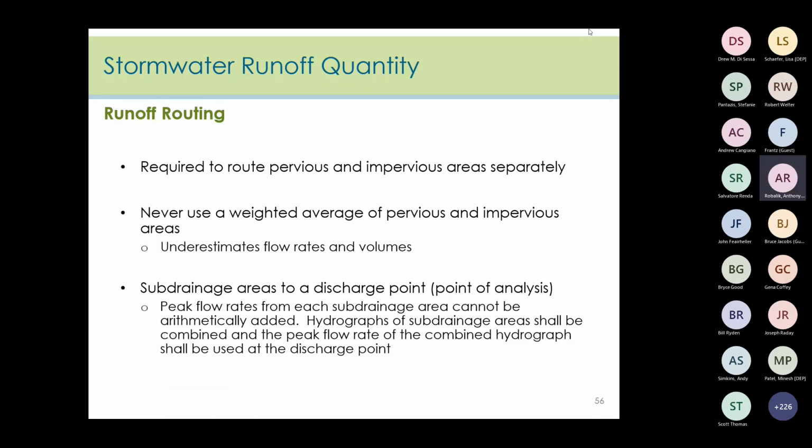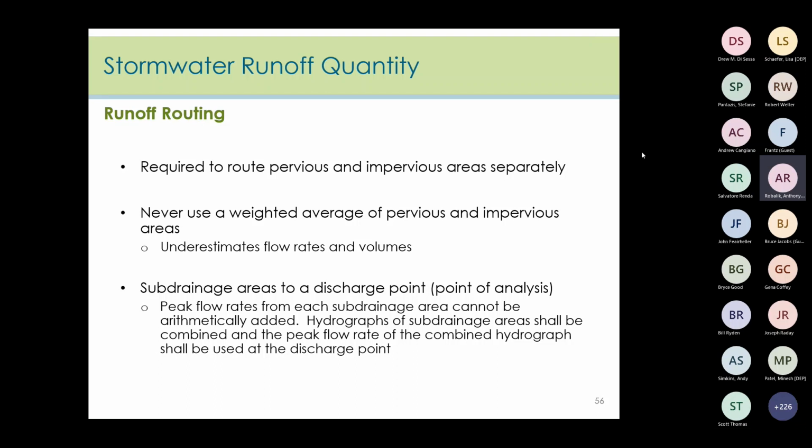Okay, continuing on with runoff routing. As mentioned previously, runoff from pervious and impervious areas must be routed separately. Routing programs may require unchecking a box to separately calculate runoff from pervious and impervious areas. It's the reviewer's responsibility to make sure that this has occurred and the areas are indeed routed separately. This can be verified by confirming that the printouts provided do not show a composite curve number. The reviewer must also make sure that a weighted average of pervious and impervious areas was not used.